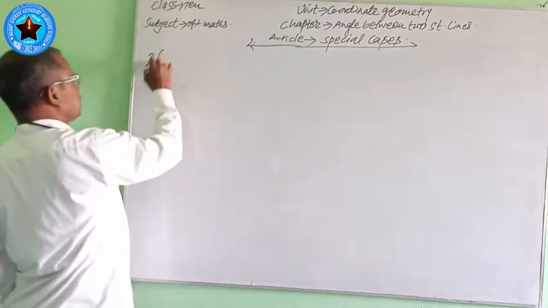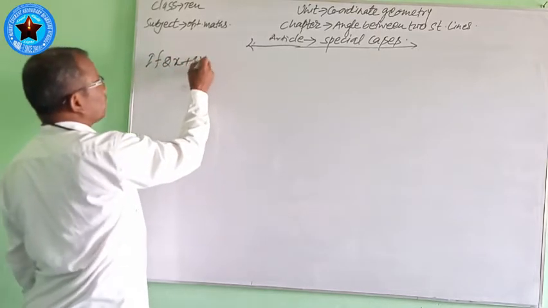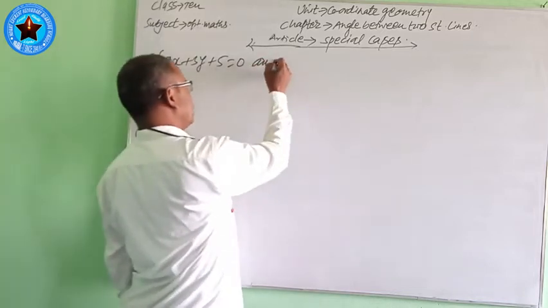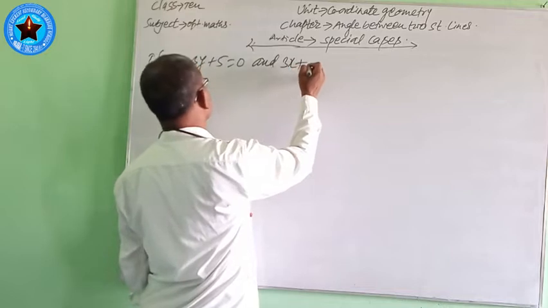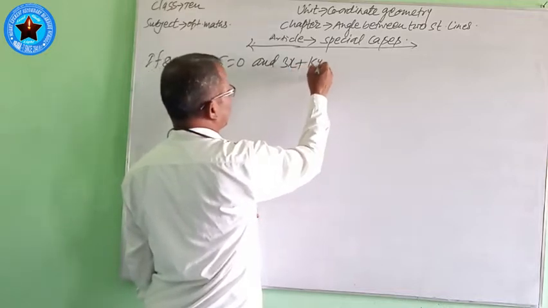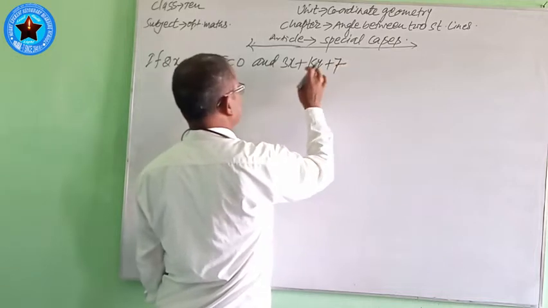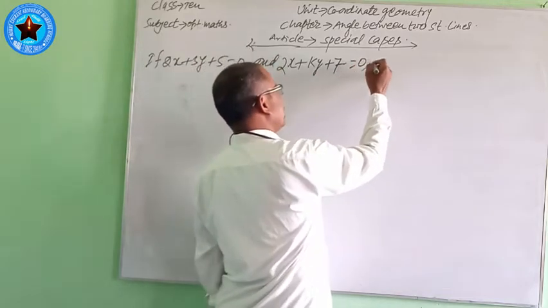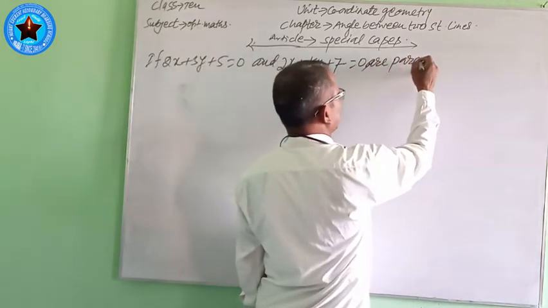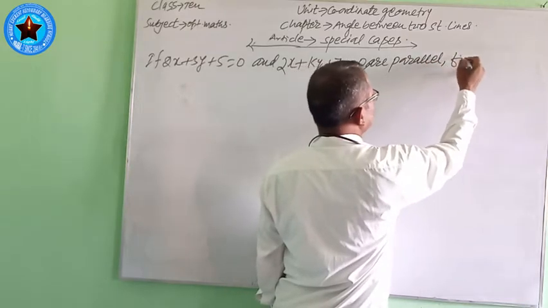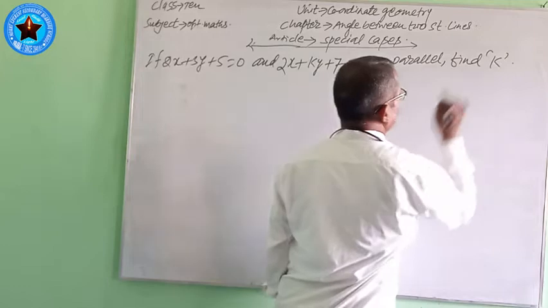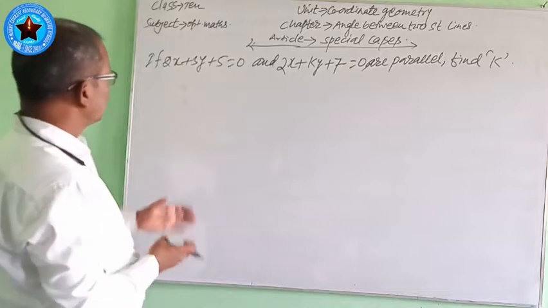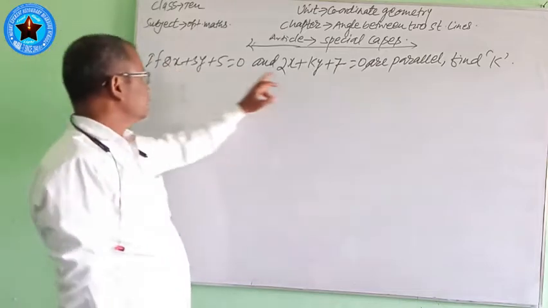That is, if 2x plus 3y plus 5 equals 0 and 2x plus ky plus 7 equals 0 are parallel, find k. Find the value of k. It is given to find. Two straight lines are given here.